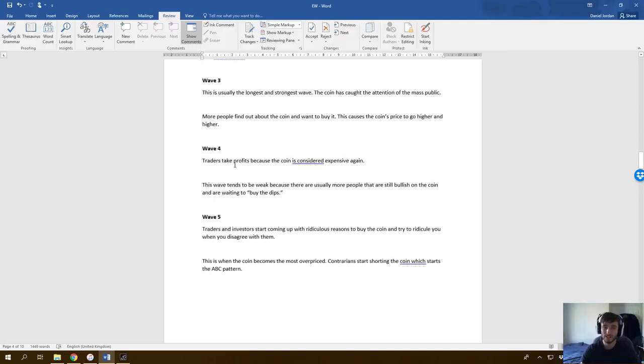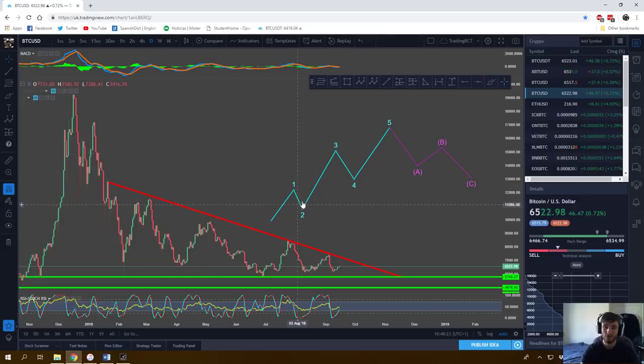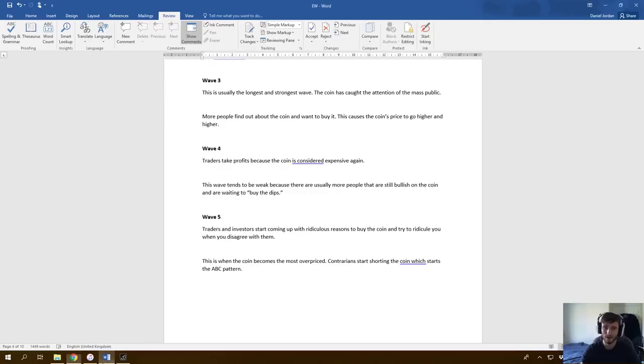Wave 4, traders take profits because the coin is considered expensive again. So you got a very big move up here. Let's say you had like a 120% move up, for example, and then the coin is considered very expensive again, and people are thinking, oh, I don't want to buy in that high.